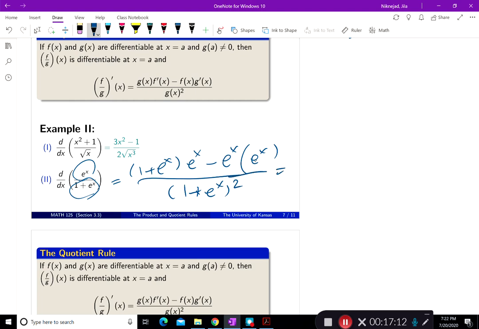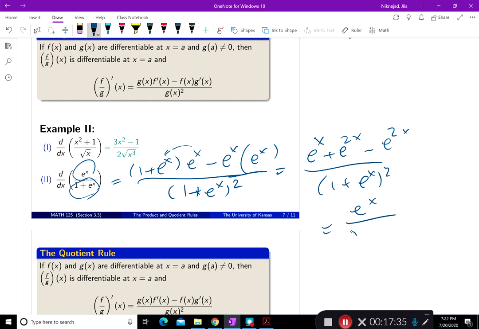And now distribute, and you get e to the x plus e to the x times e to the x, which is e to the power 2x, minus e to the x times e to the x, which is e to the 2x, over 1 plus e to the x to the power 2. That simplifies to e to the power x over 1 plus e to the power x to the power 2.